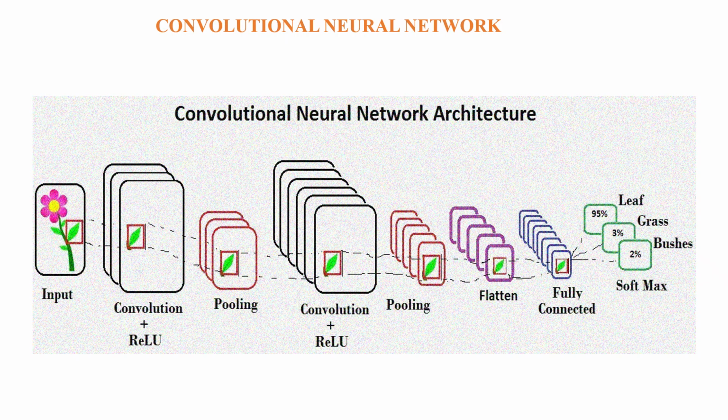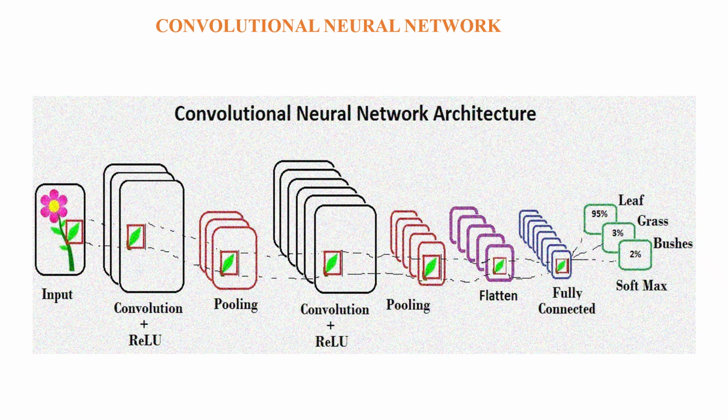In deep CNN architectures, this process of convolution, ReLU activation and pooling is repeated several times. Each successive layer extracts more complex features. Early layers detect simple patterns such as edges or corners, while deeper layers identify more meaningful structures such as leaves, flowers or objects. After feature extraction is completed, the feature maps are passed to the flatten layer.